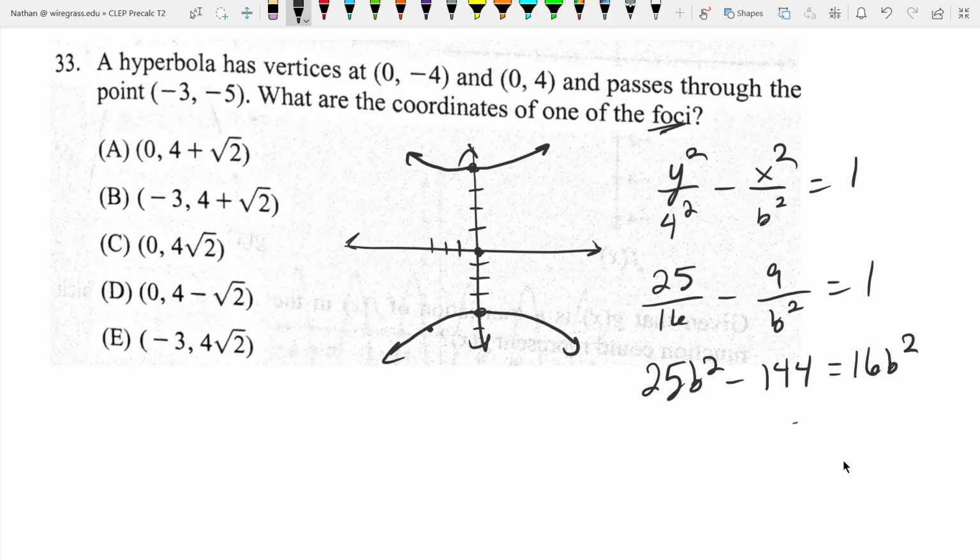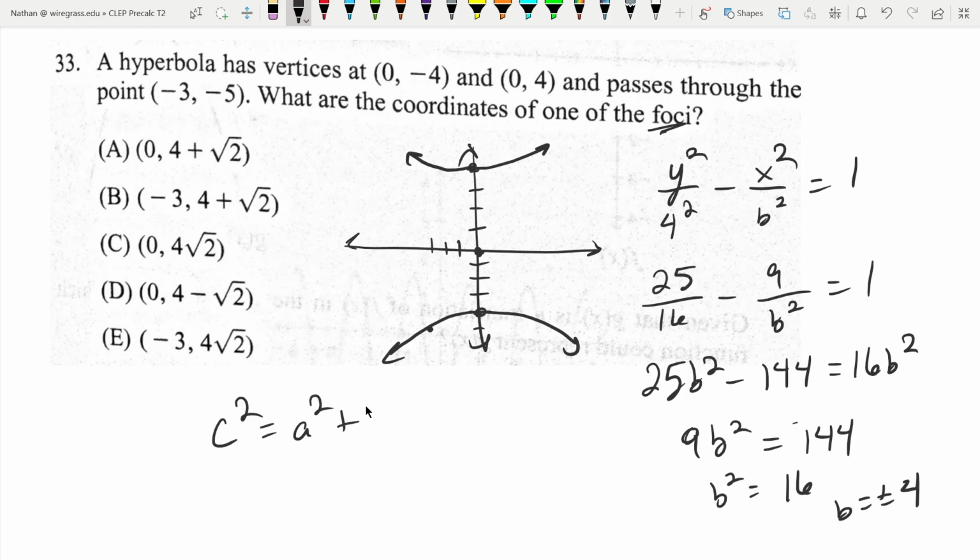I can solve for b by subtracting 16b squared over here and adding the 144. It's going to be 9b squared equals 144. Divide by 9, and b squared equals 16. So b has to equal plus or minus 4. To find the foci, I need to know what c is. For a hyperbola, c is found with the Pythagorean theorem.